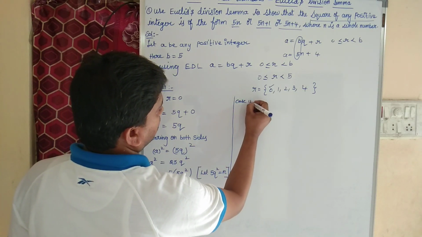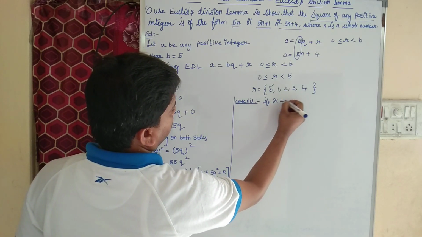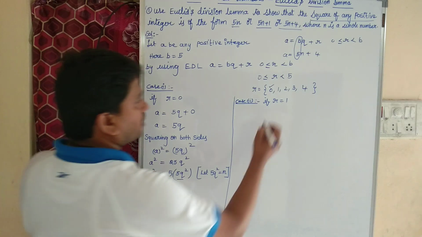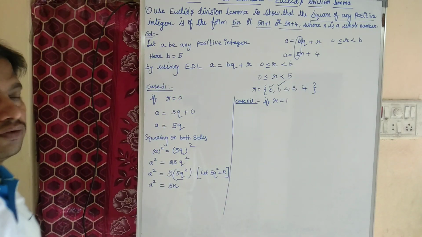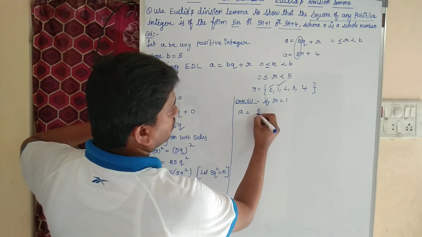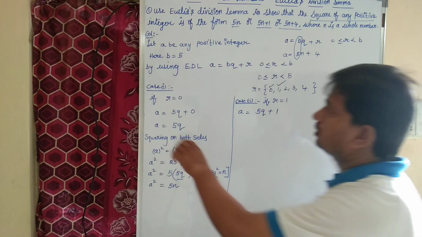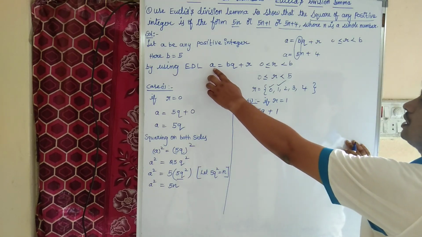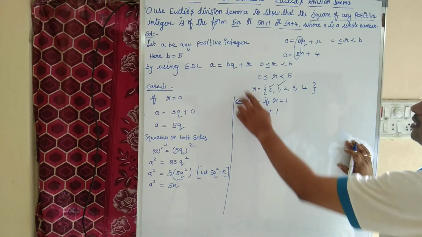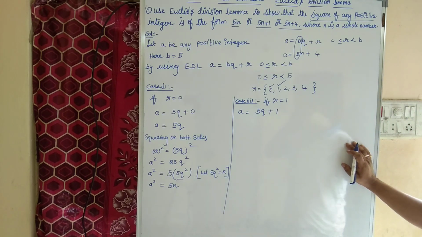Coming to case 2, if r equal to 1. Second one, r value 1. What is Euclidean lemma, children? Euclidean lemma is a equal to bq plus r. R value is 1. See, what is Euclidean lemma? A equal to b means 5, q as it is, r value 1. A equal to 5q plus 1.